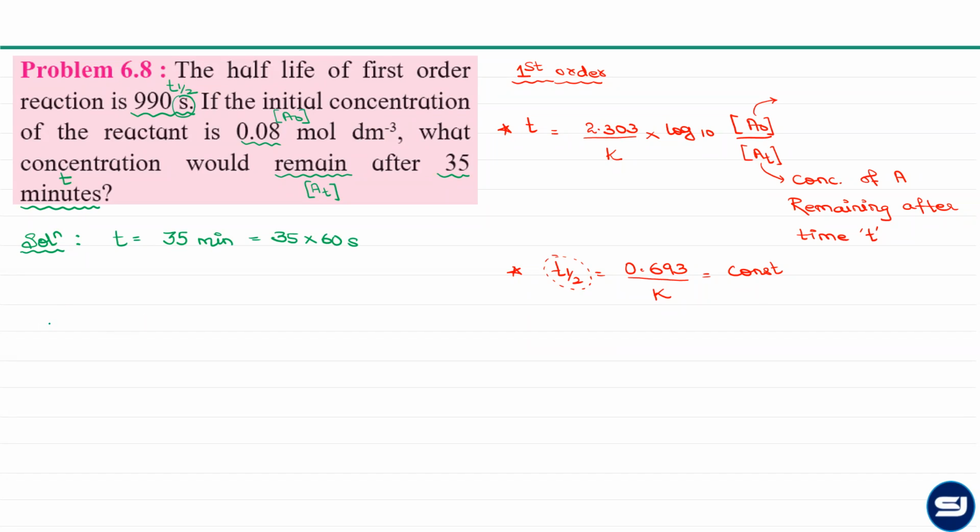So we will use the integrated rate equation for a first order reaction, which is T equal to 2.303 upon K log A naught by A. Now, instead of K, I'll just substitute in terms of half-life, because आपको यहाँ पर half-life दिया है instead of K. So what I did, I just clubbed up the two equations and K की जगह I substituted 0.693 by T half into log to the base 10 A naught by A.